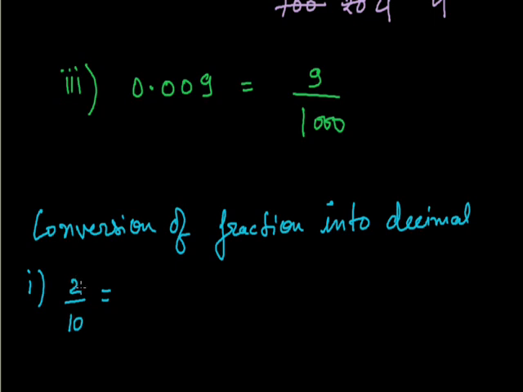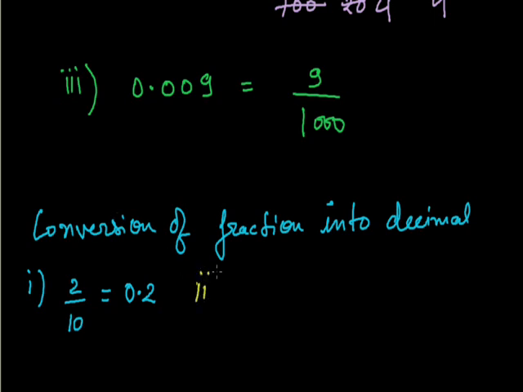Here, when we do not have any decimal point in the number, that means the decimal is present at the last, and we have 10 here, so we will shift the decimal which is present after 2 by 1 place to the left. Here we can put the decimal, so it will be equal to 0.2. Let us see one more example.